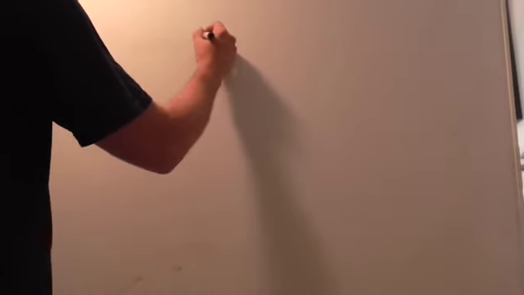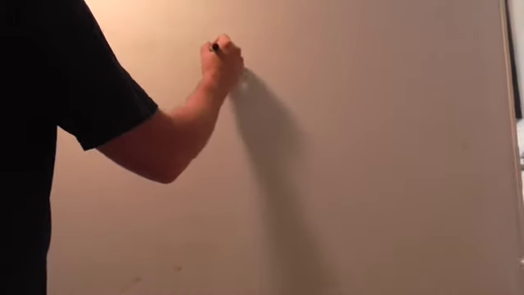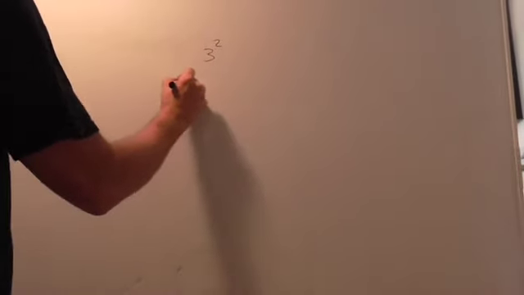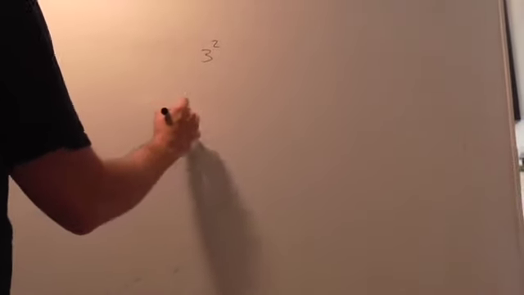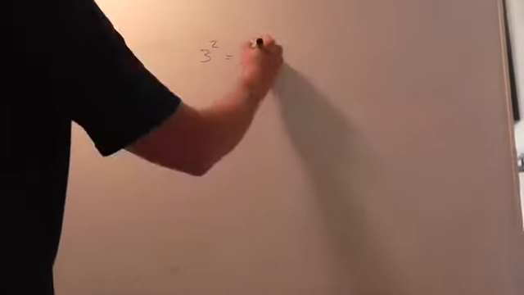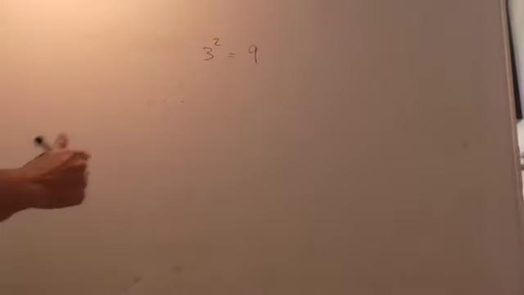Okay, when we're talking about squares and square roots, a square is referring to a figural representation. So 3 squared equals 9, as you can see there, with 9 dots.